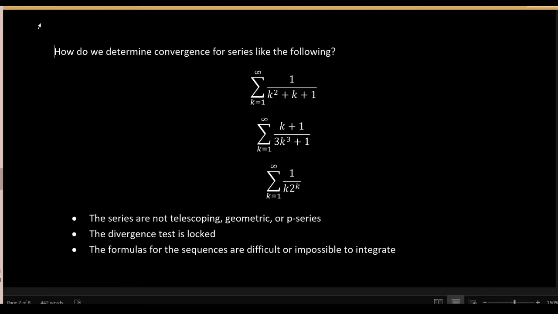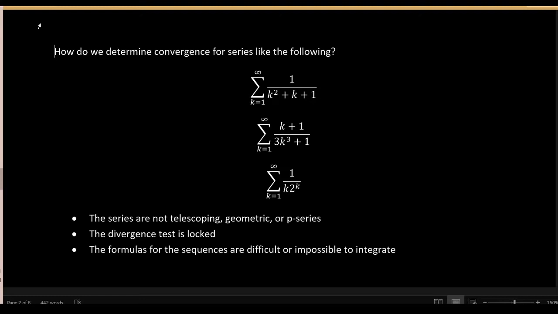So we cannot use that theorem for convergence of geometric series. Neither is any one of these series a p-series, so that theorem is out as well. Additionally, for all of these series, the divergence test is locked because the limit always goes to 0 for each of these sequences. And not only that, but we also cannot use the original definition of convergence because it's just too hard to find a formula for the nth partial sum.